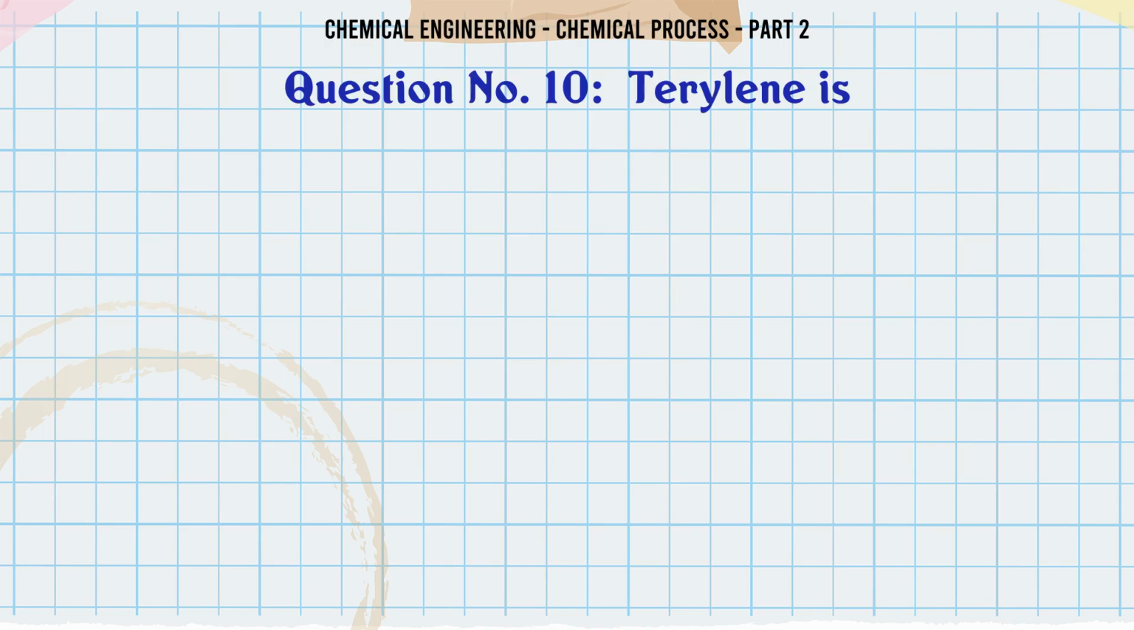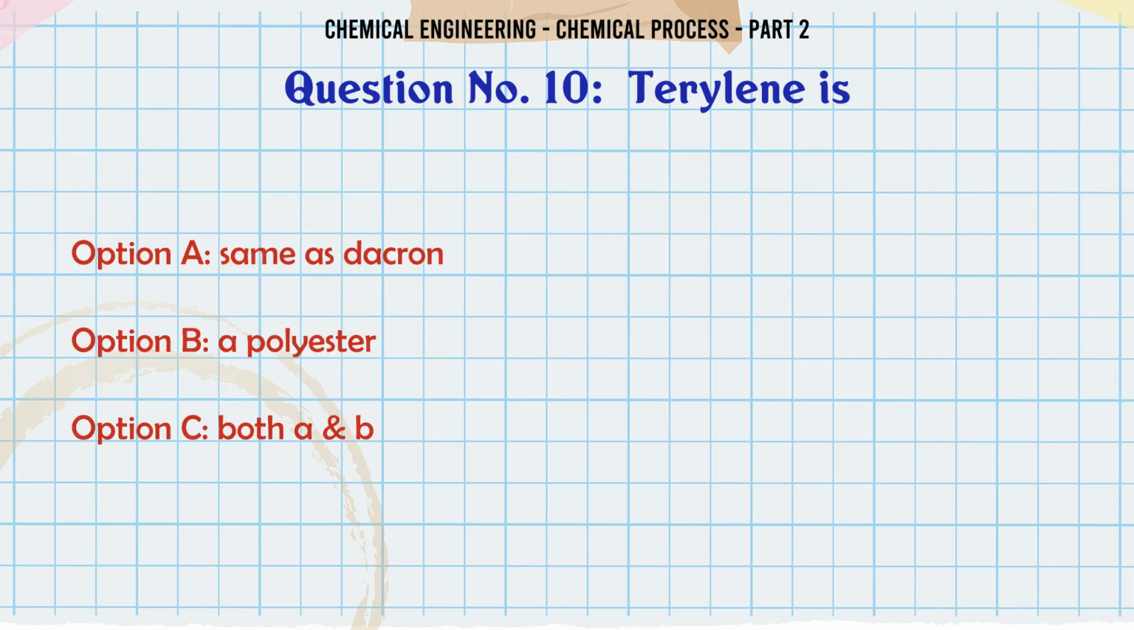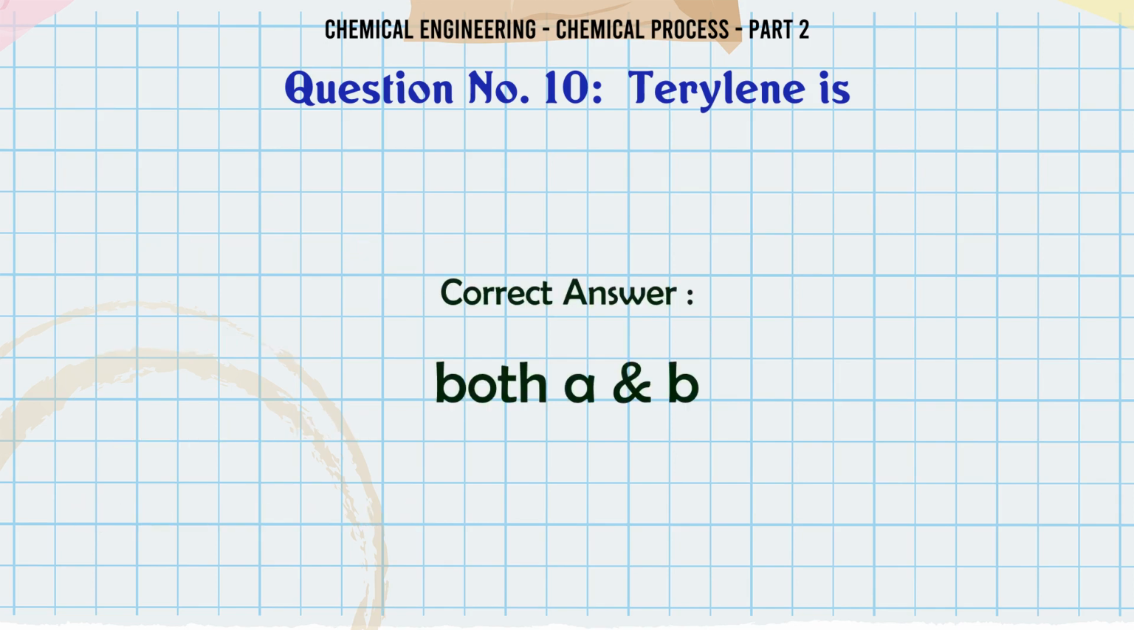Terylene is A. Same as Dacron, B. A polyester, C. Both A, B, D. Neither A nor B. The correct answer is both A, B.